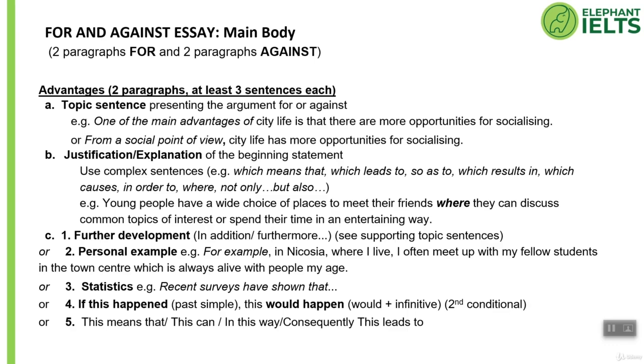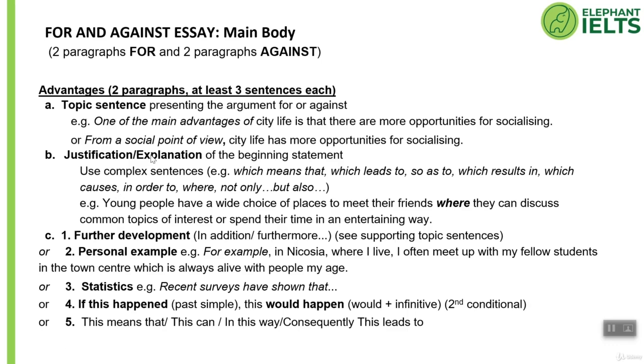And then you can begin something like this. One of the main advantages of, for example, city life, or of technology, or of computers, and then you present the first advantage. Or from a social point of view, city life has more opportunities for socializing. So that's your topic sentence, just a short, clear sentence to introduce the first advantage, or disadvantages if you're doing the disadvantages. And then the second sentence would be your justification or explanation of the topic statement.